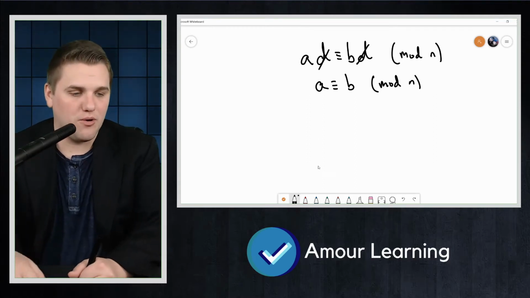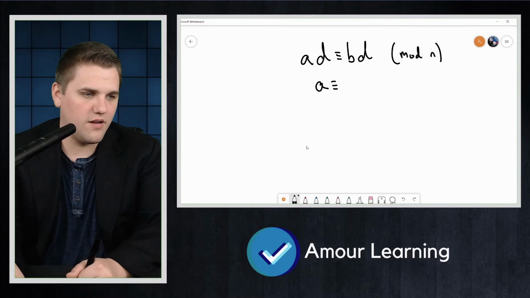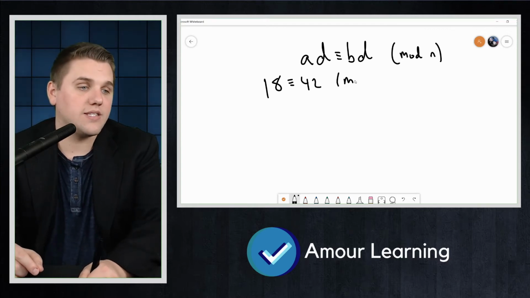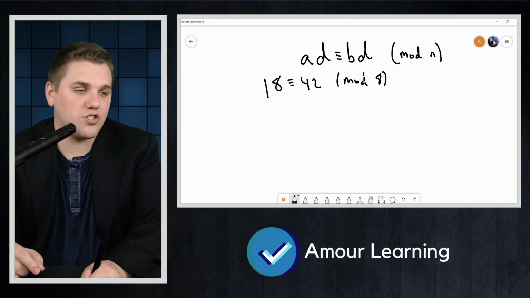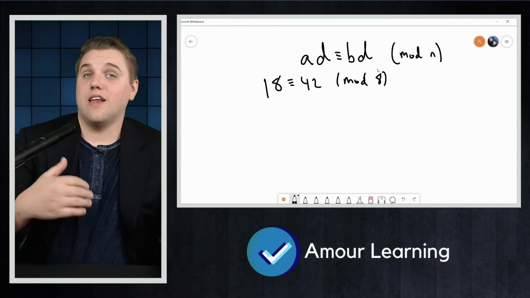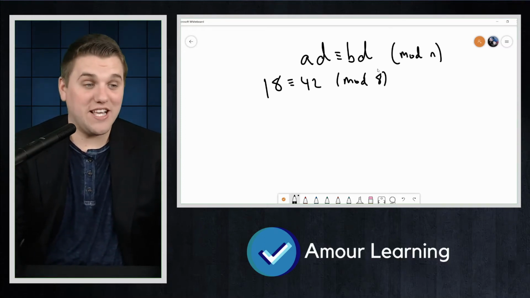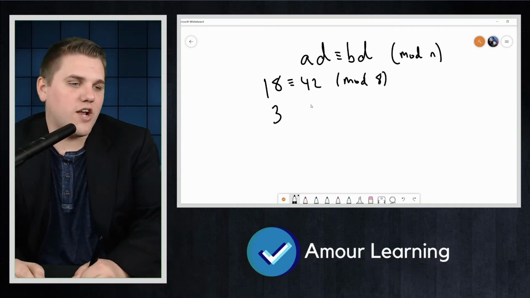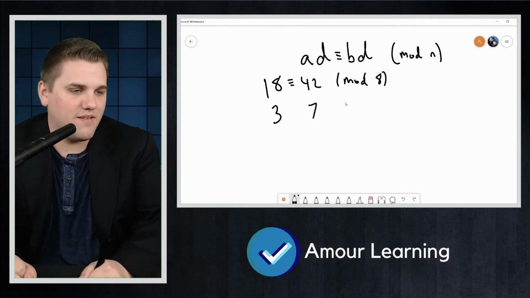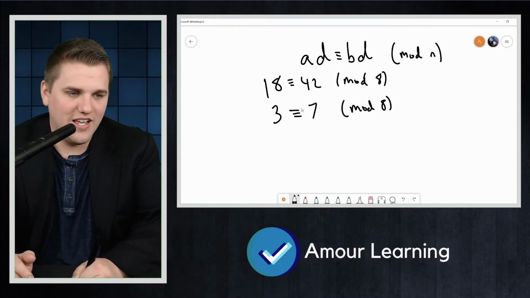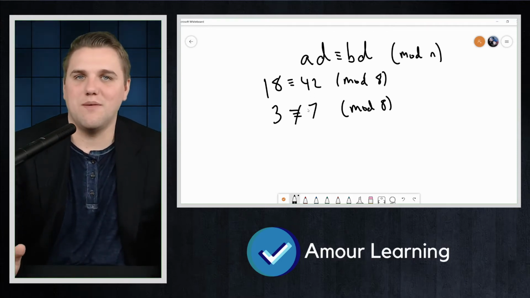So consider the example. I'm going to erase a little bit here because I'm going to need that later. Consider, for example, 18, which is congruent to 42 mod 8. And you can check this. This is true. Well, 18 and 42 are both divisible by 6. So can we just divide both sides by 6? Well, the question we're asking is, are 3 and 7 equal to each other mod 8? Well, definitely not. They have totally different remainders, mod 8.